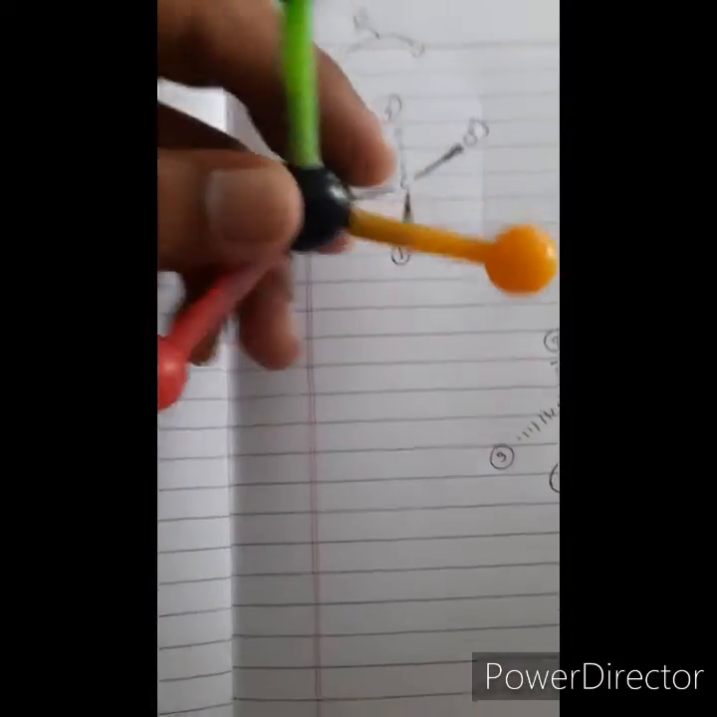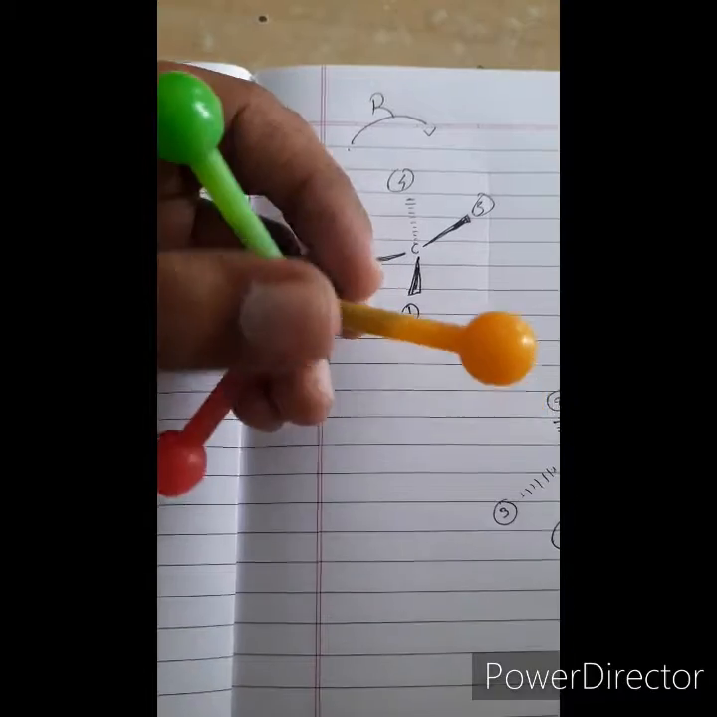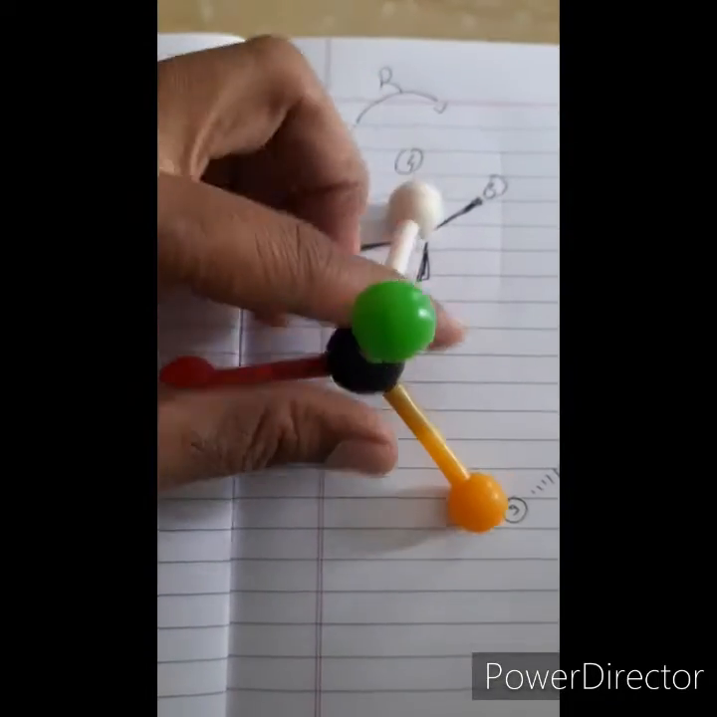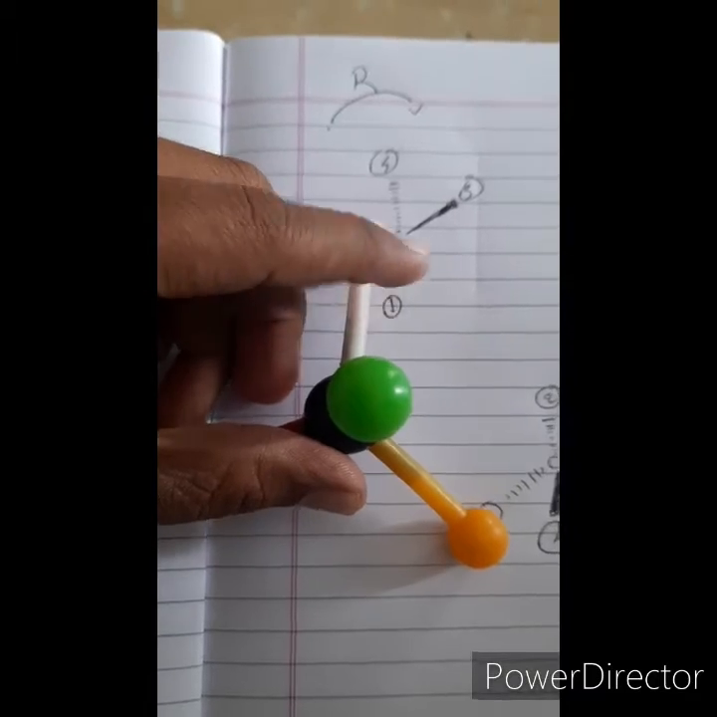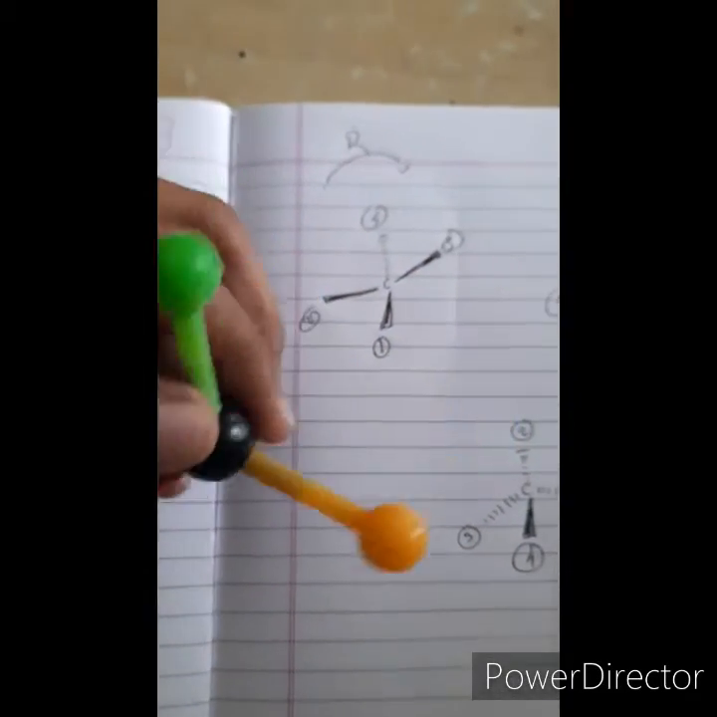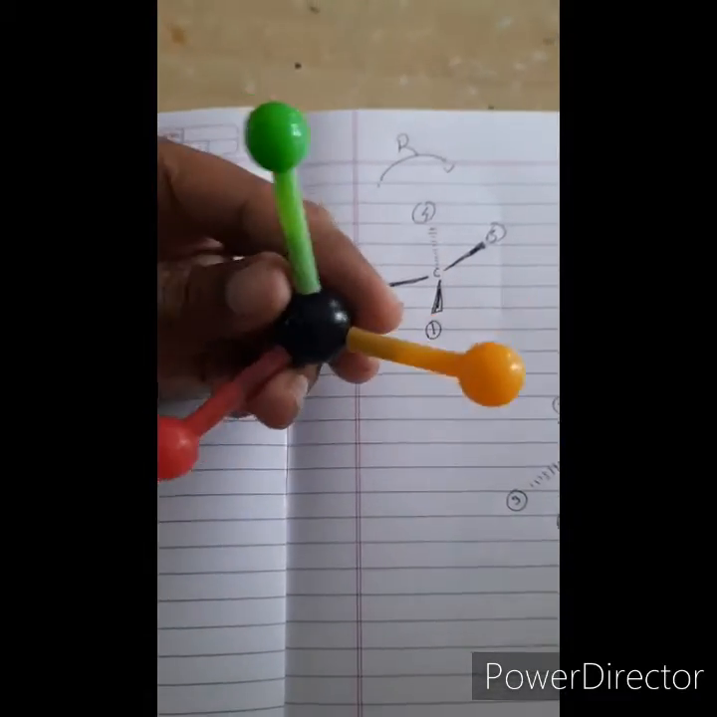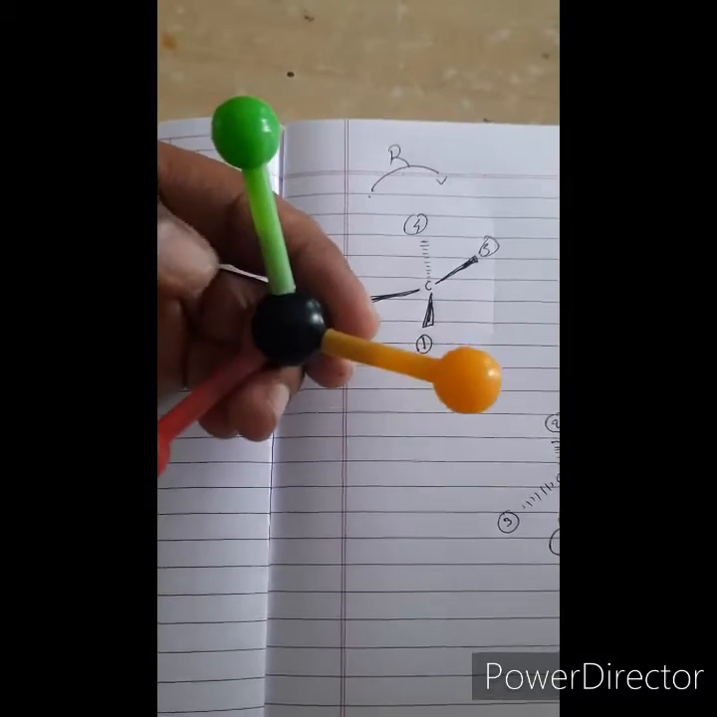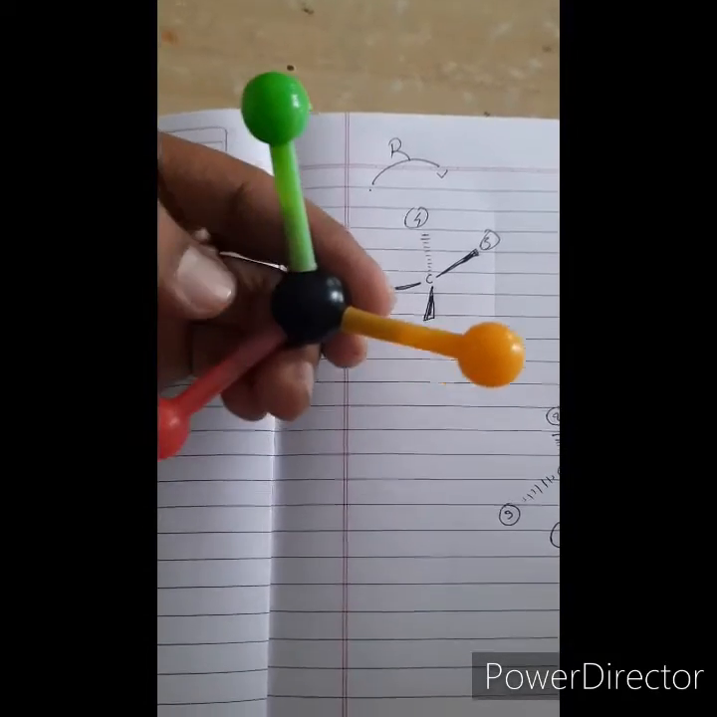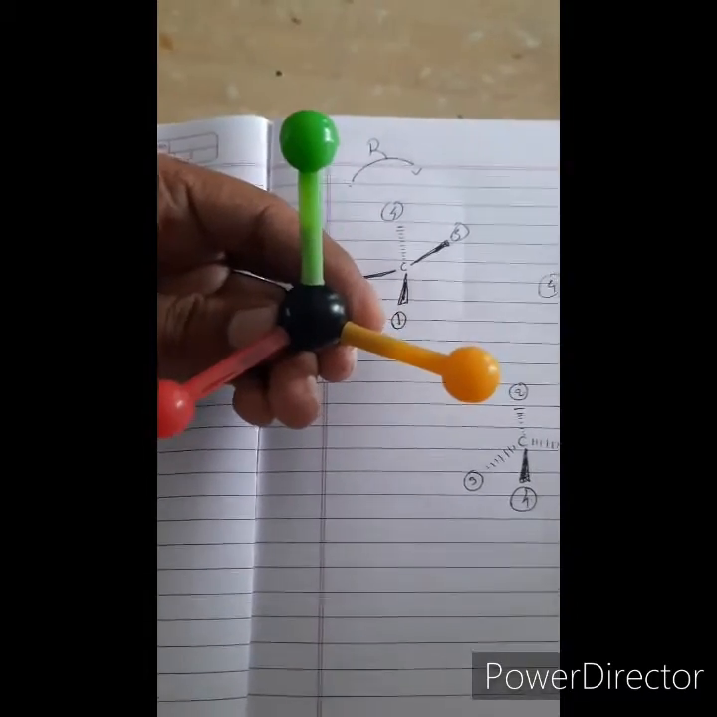So the molecule is actually like this. We have to assume this red is 1, green is 2, and yellow is 3. The white, which is the least priority group, is at the back side. So you are seeing this molecule this way: 1, 2, 3. It is moving toward the right side, the direction is right side, so it is R. It has R configuration.